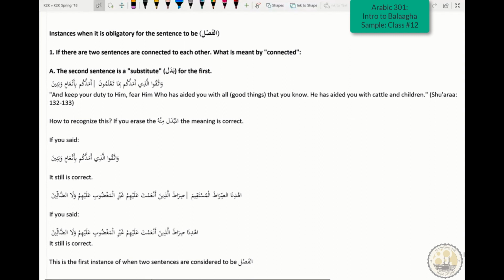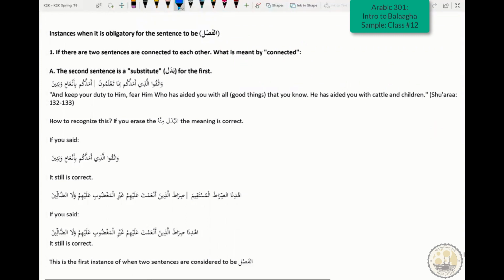All right. So now we've learned the instances where it's obligatory to add the waw, and thus the sentences are known as al-wasl. Now we're going to learn those instances where it is obligatory for the sentence to be al-fasl, meaning the waw is not mentioned. Okay? And either huruf al-atifa is mentioned, or there's nothing mentioned at all between those two sentences. Okay? Good.